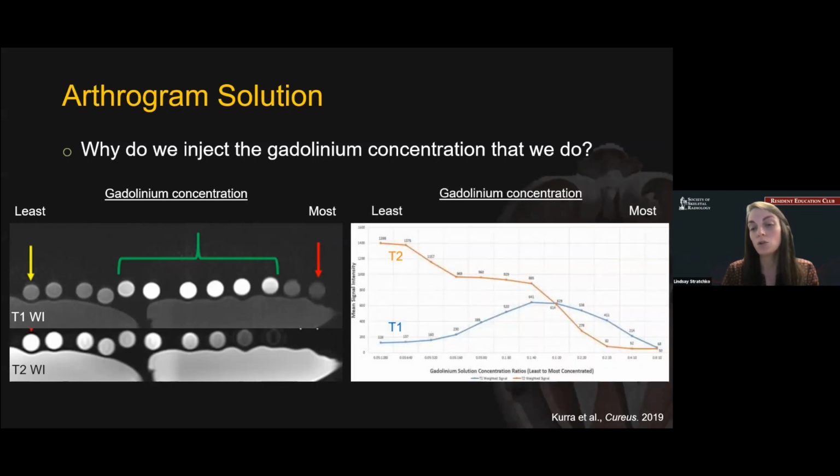In contrast, your T2 weighted sequence has high signal with lower gadolinium, and then that decreases as you increase it. So if you plot out both the T1 and the T2 sequences, what we're trying to get is a concentration where you get a decent amount of signal intensity on both the T1 and T2 weighted images. That's at this intersection point, a concentration of 1 to 200 of gadolinium. That equates to about 0.1 mL of gadolinium per 20 mL injectate, which is a very common arthrographic solution.